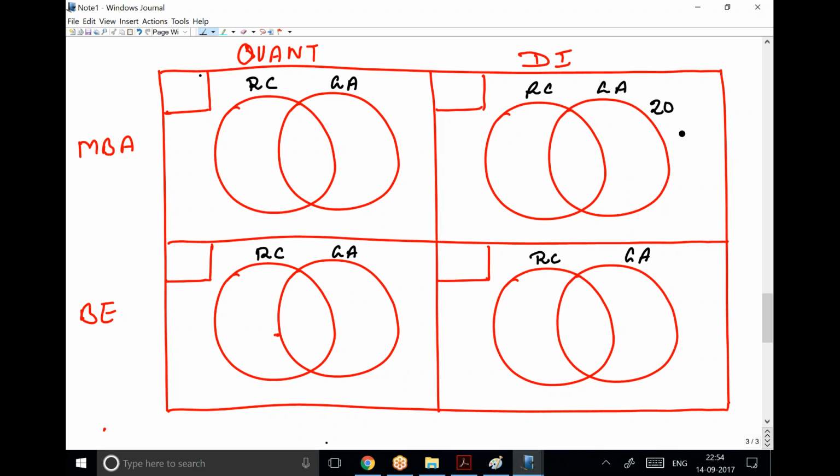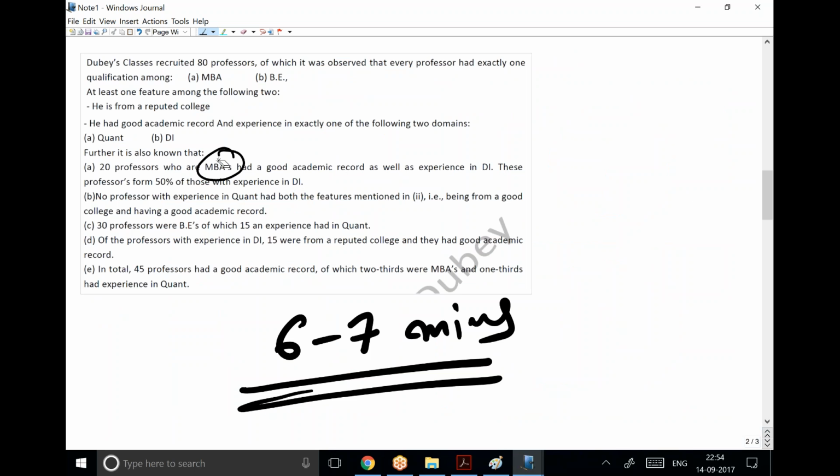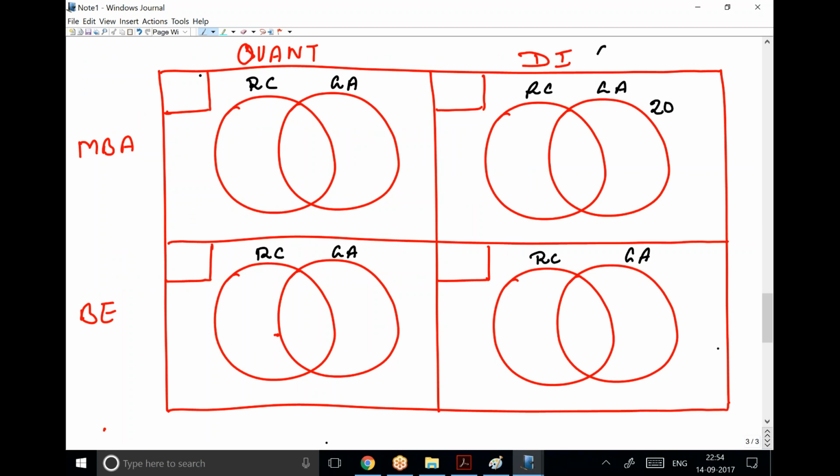So this is given to us 20. So this whole circle is given to us 20 here. And now if you read statement A again, further it is given to us that this 20 is 50 percentage of people who are having experience in DI. So this 20 is equal to 50 percentage of data interpretation. So if you go back and see data interpretation in this section, if I'm taking 50 percentage of data interpretation, it comes out to be 20 here.